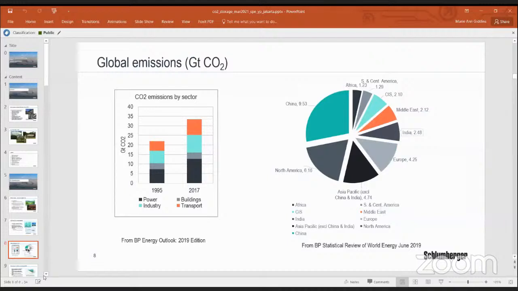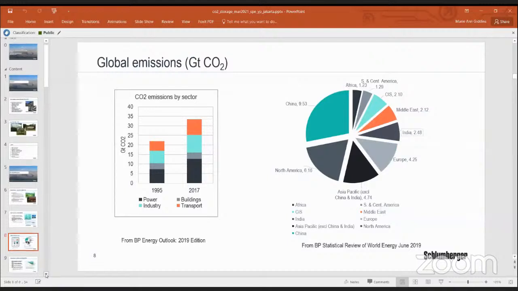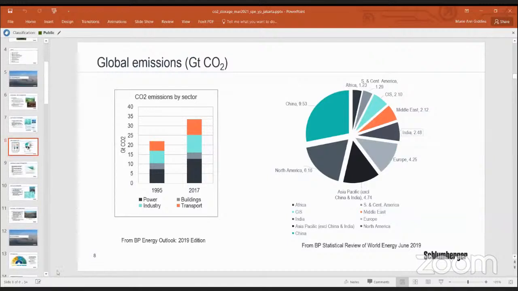We also need to think about where the global emissions are coming from. These analyses are from the BP Statistical Review and Energy Outlook from 2019. I continue to use the 2019 figures because 2020 was such an abnormal year. The CO2 emissions by sector can be divided into power, industry, buildings and transport.